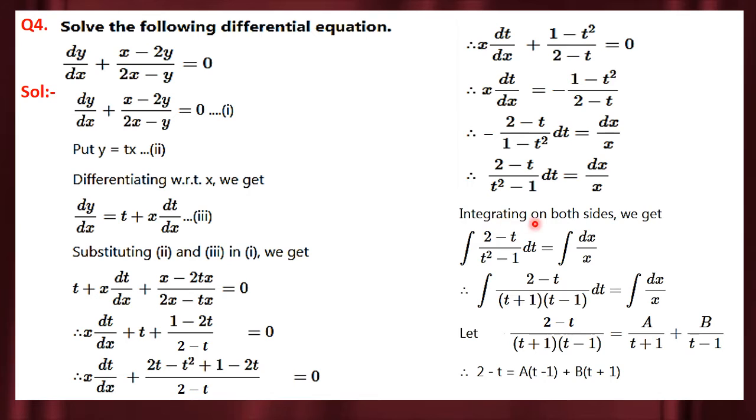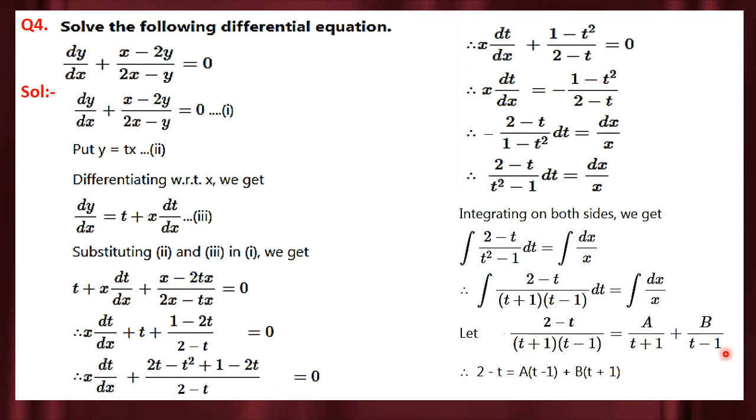So we will integrate on both sides. We will get integral of (2 minus t) by (t square minus 1) dt is equal to integral of dx upon x. So integral of (2 minus t) upon (t square minus 1) is of the form (t plus 1) into (t minus 1) is equal to integral dx upon x. Now for this function we will use the method of partial fraction to integrate this LHS. That is (2 minus t) upon (t plus 1) into (t minus 1) can be written as A by (t plus 1) plus B by (t minus 1), as the denominator contains the linear factors.